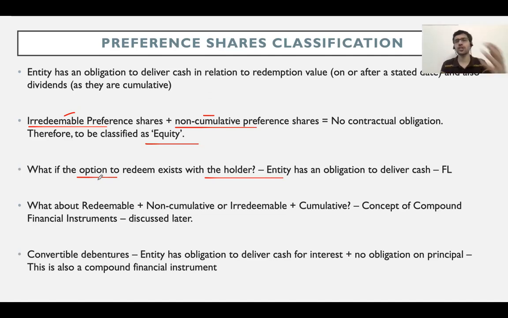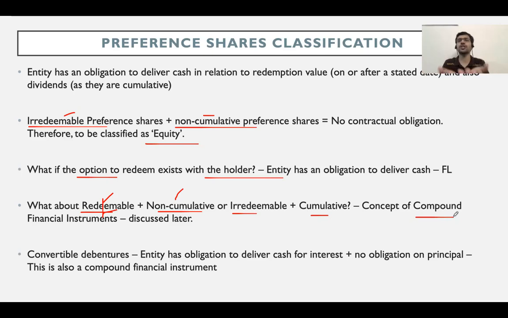Now you might get some thoughts in your head of different other combinations. What if it is redeemable plus non-cumulative? Earlier I covered redeemable plus cumulative, and I covered irredeemable plus non-cumulative, right? Now you can mix up the other scenarios like redeemable and non-cumulative, or irredeemable and cumulative. These are called compound financial instruments because one part is having a contractual obligation. Redeemable part is having a contractual obligation. Non-cumulative part does not have the contractual obligation. So that is the reason it is called a compound financial instrument.